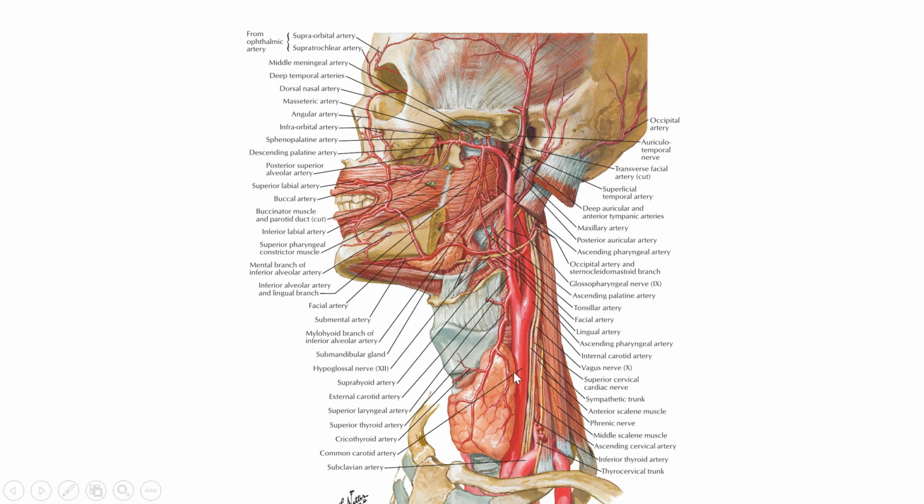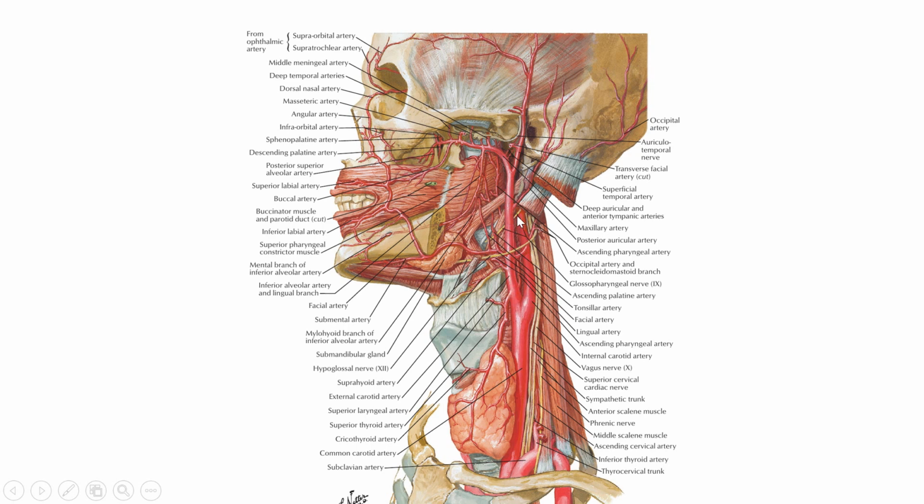Then we have the common carotid artery on one side and the common carotid artery on the other side. This common carotid artery moves upward in the neck within the carotid sheath, and at the level of the superior border of the thyroid cartilage, it divides into two: internal carotid artery and external carotid artery.